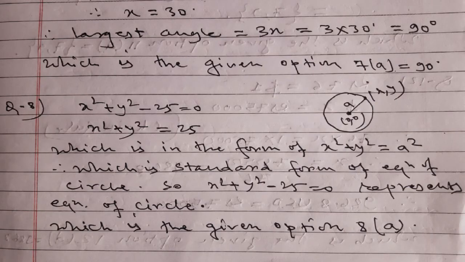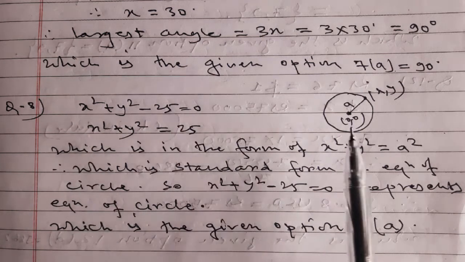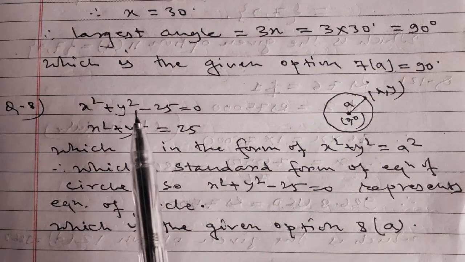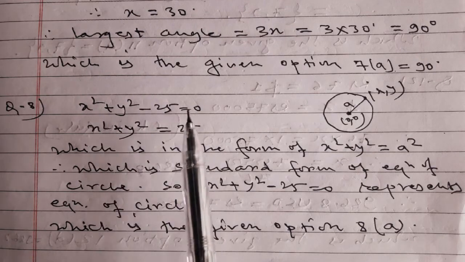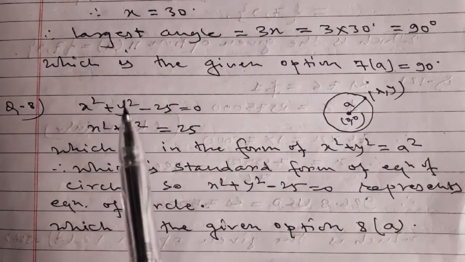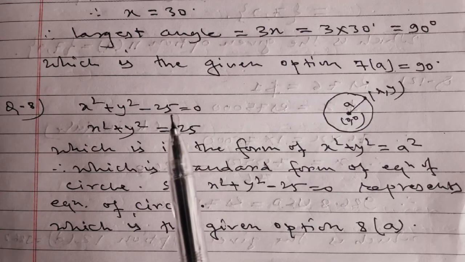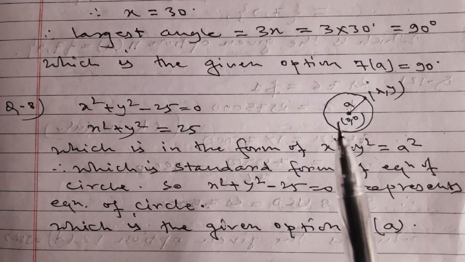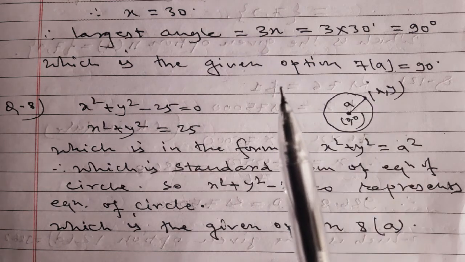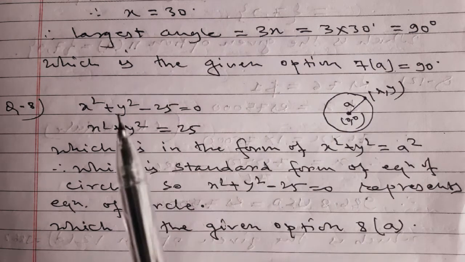Solution of question number 8. In question number 8, we are given x square plus y square minus 25 is equal to 0. An equation of second degree is given, and we have to determine whether it represents a circle or a curve or a parabola or a straight line.